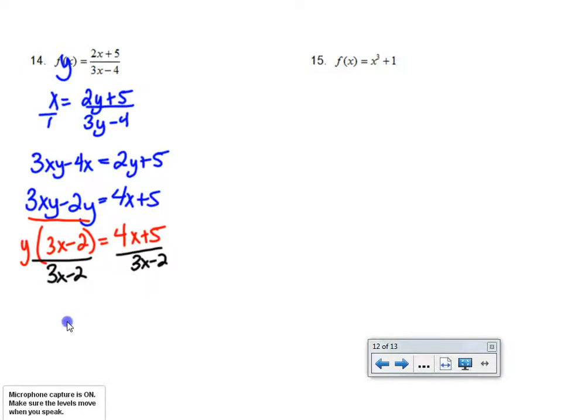I end up with a lovely answer, which is appropriate. 4x plus 5 over 3x minus 2. That is the answer I will be looking for.